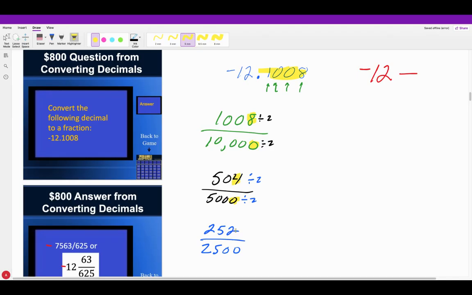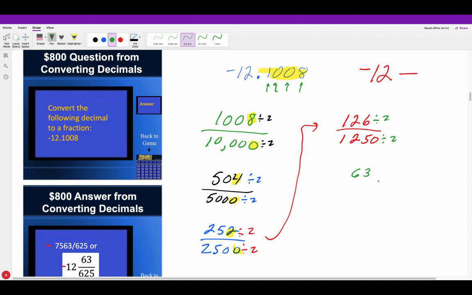Once again, these both end in 2s. So I'm just going to keep on dividing by 2 until I can't anymore, or until there's another number that I think might jump out clearly to all of us. So 252 divided by 2 is going to give me 126 over top of, this will give me 1250. And then once again, I see, okay, they're still both divisible by 2 because they're both even. So I'm just going to keep on dividing by 2. Well, this is then going to give me 63 over top of 625.